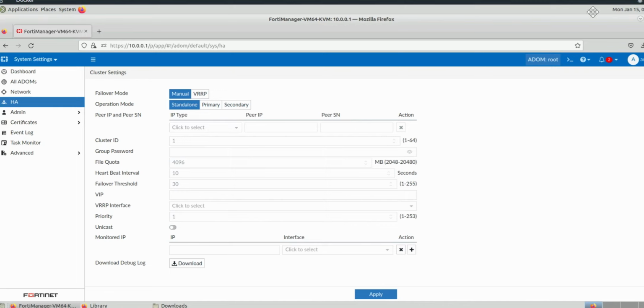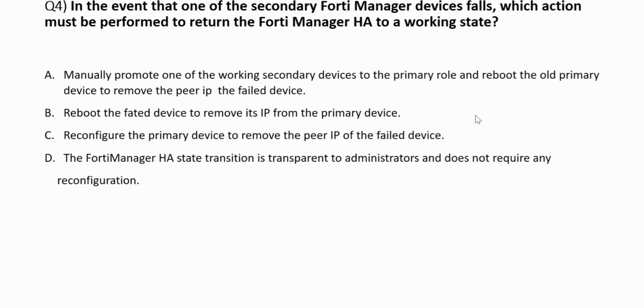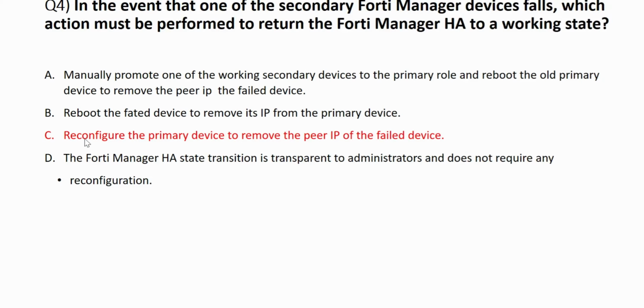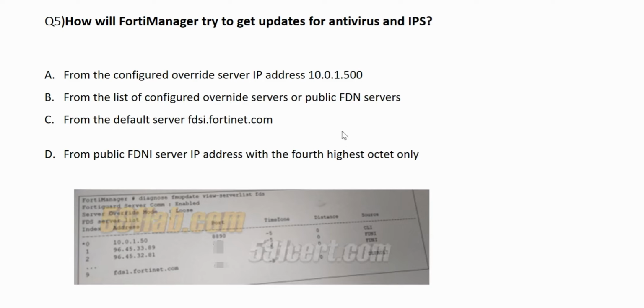and leave the configuration so that when the secondary device comes online, it can resynchronize with the primary. Let's return to the question again. The secondary FortiManager device failed. As I said, reconfigure the primary device and remove the peer IP of the failed device. So the answer is C. Let's continue with our last question.